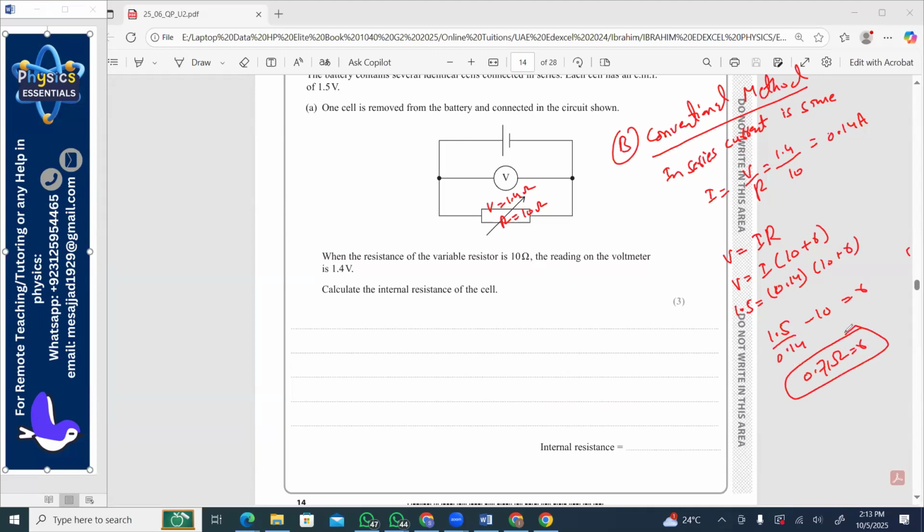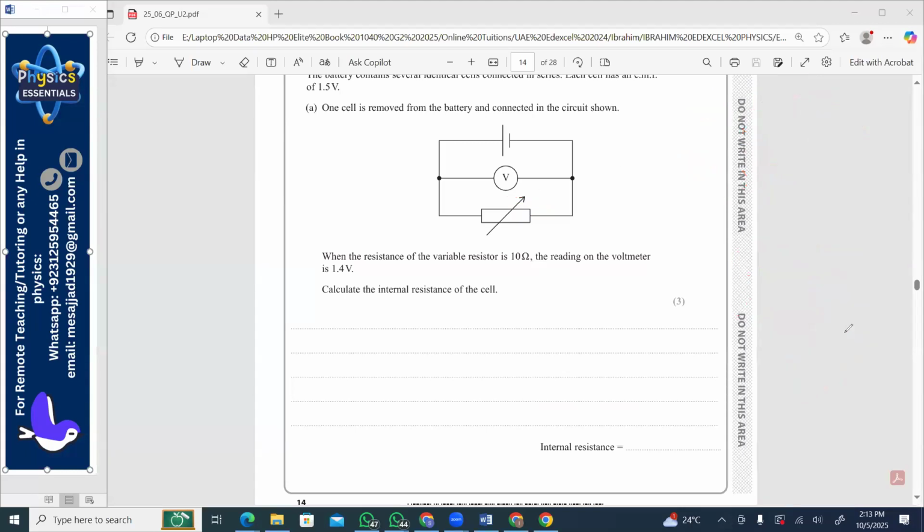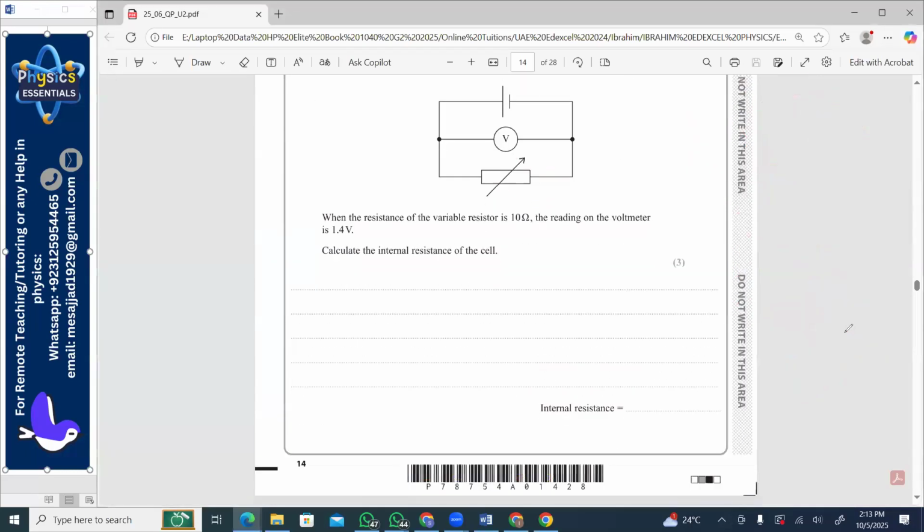Okay, so you can use any way, whatever you choose to solve. But personally, I much prefer the potential divider way, because there's no concept of same current, same resistance, parallel, series, or whatever.